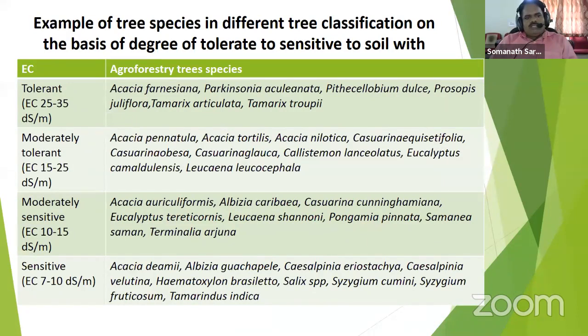These are the tree species which tolerate and are sensitive to soil EC and reclaim such soils and improve soil health. These are some multi-purpose tree species. They can improve soil health.